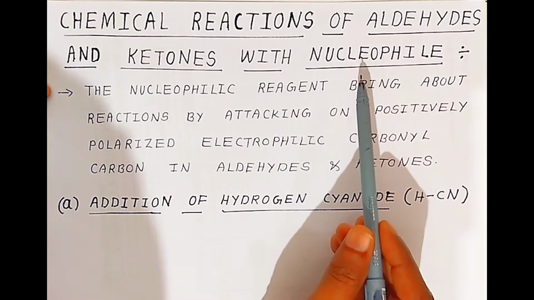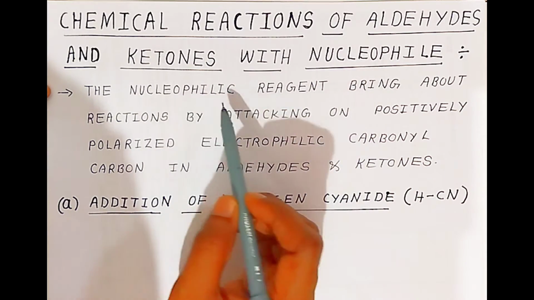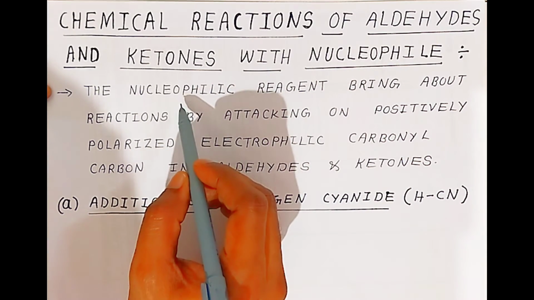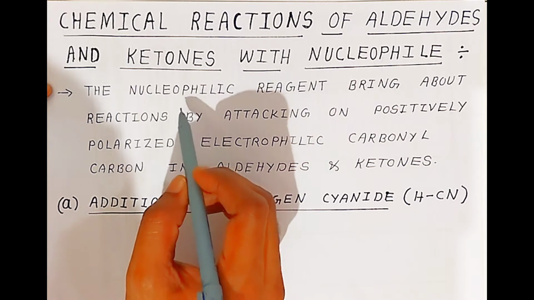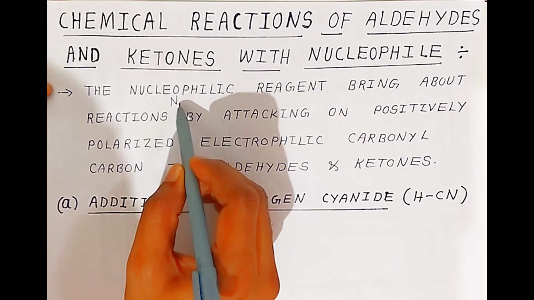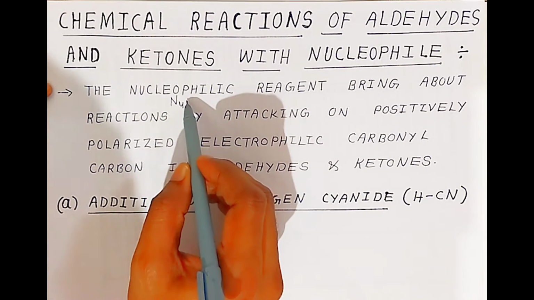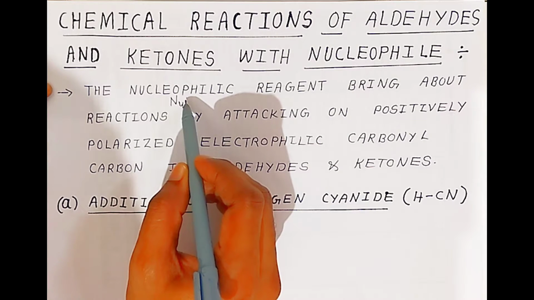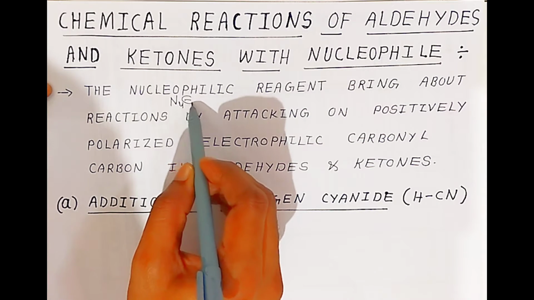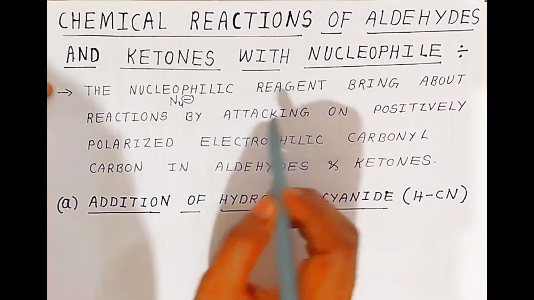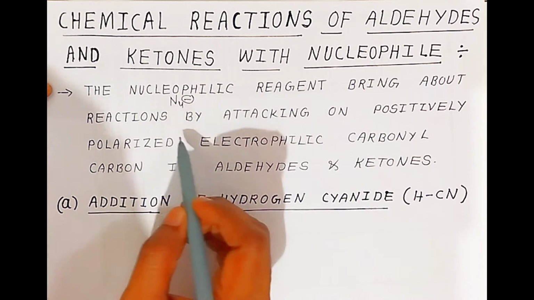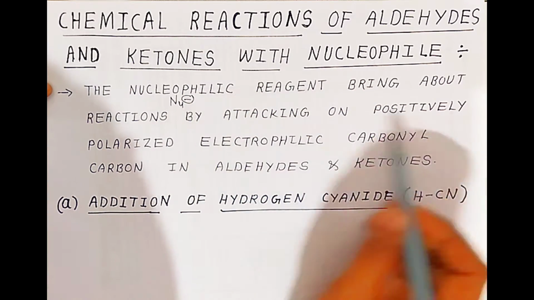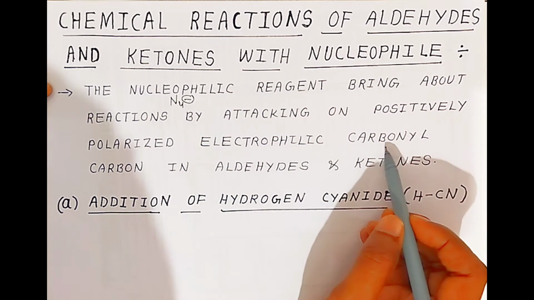So students, first off, what is a nucleophile? Nucleophile is a reagent; nucleo means nucleus-loving reagent. That means it will always be negative. Whoever loves the nucleus will always be negative. So this is called a nucleophilic reagent. A nucleophilic reagent brings about the reaction by attacking the positively polarized electrophilic carbonyl carbon.